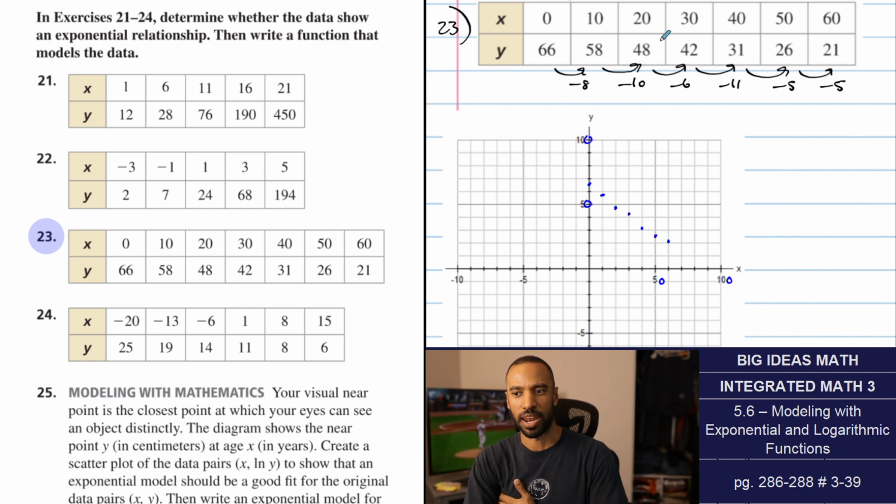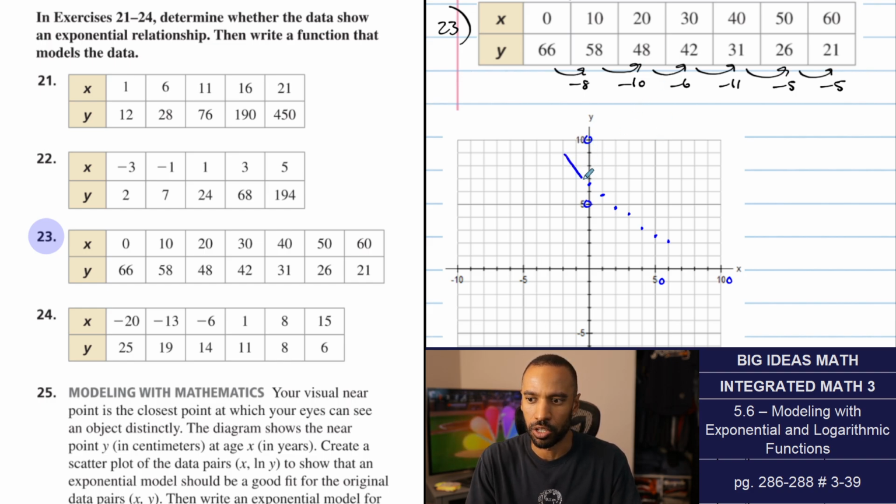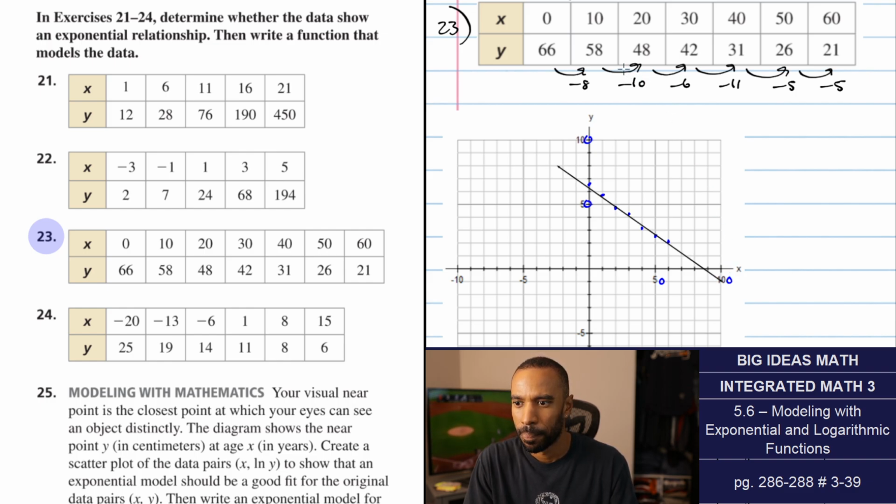I'm not seeing the exponentiality on that. You might argue it's kind of curving off that way. I'm not seeing it, guys. I'm seeing more of a linear, personally. I'm going to go with linear. So my line of best fit through that, probably looking something like that right there.